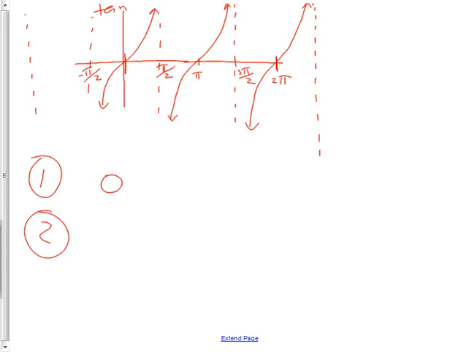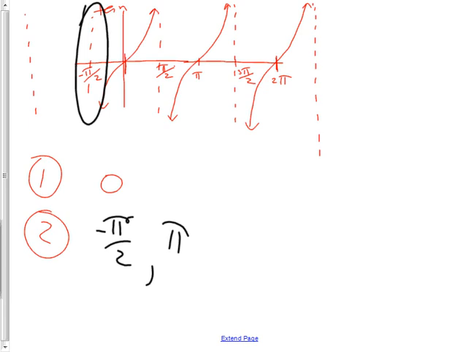I even labeled that on a bunch of them. Would you agree there's an asymptote right here? Okay, so negative pi over 2 is one of your answers. And give me another one. Pi. What else is there? Oh, no, not pi. Sorry. 3 pi over 2. Thank you.